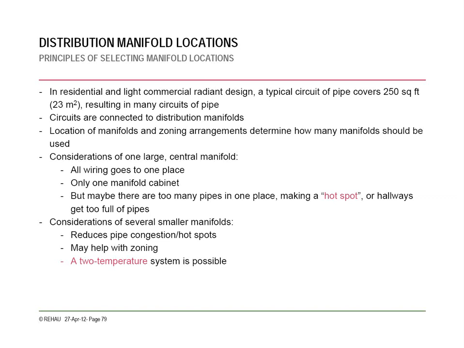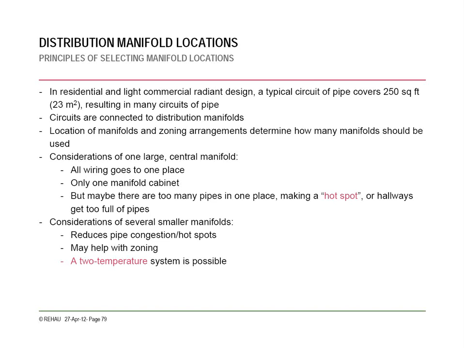Okay, let's transition slightly here just to discuss where we're going to be putting our manifold locations. So typically in a smaller commercial or a residential setting, each circuit is going to cover about 250 to 300 square feet. If you get in a larger commercial, that can go up to about 400 square feet. And we'll touch on some of those a bit later.